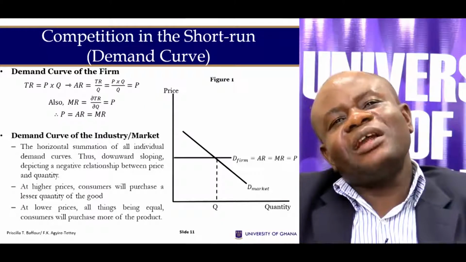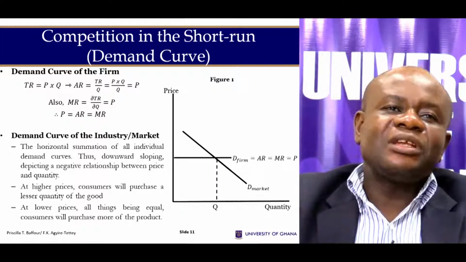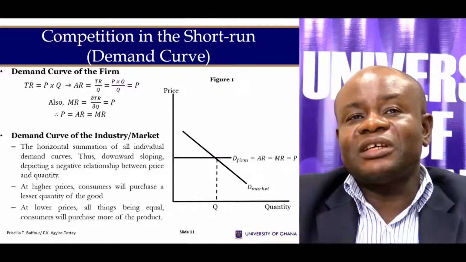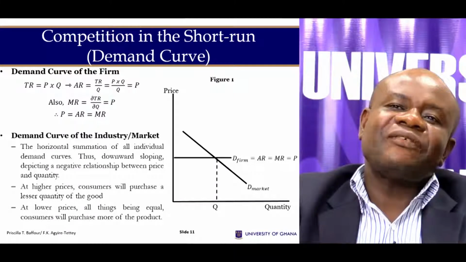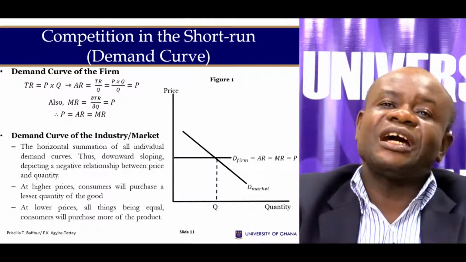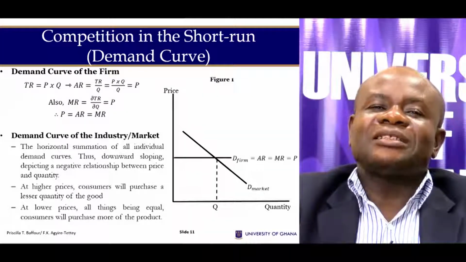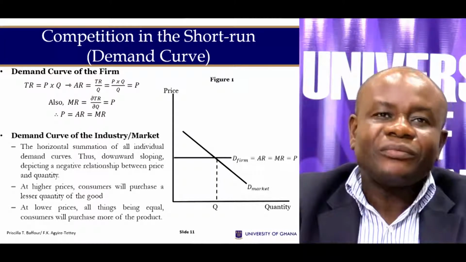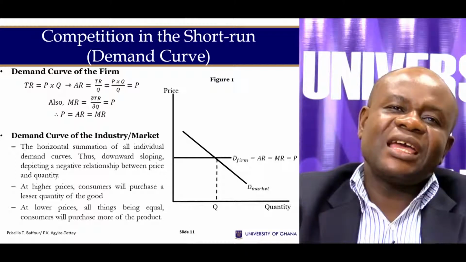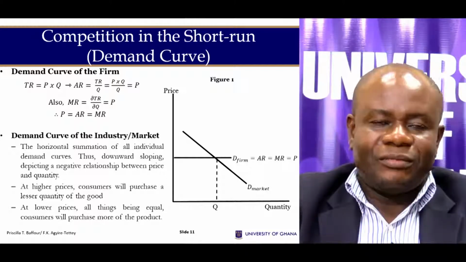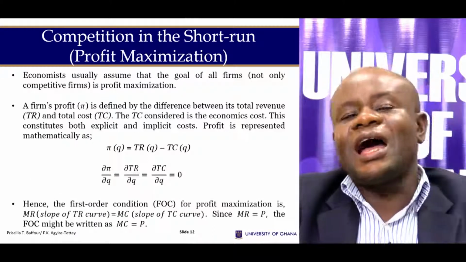Even though the individual demand is horizontal, the market demand is not horizontal. We sum up all the individual demand curves horizontally, and that gives us a market demand curve, which is downward sloping. So even though a firm's action cannot affect market outcome, or a single consumer's action cannot affect market outcome, several consumers coming together can affect the market outcome, because it will then change price. Thus, a downward sloping demand curve depicts a negative relationship between the price and quantity. At a higher price, consumers will purchase a lesser quantity of the good, and at a lower price, they will purchase a higher amount of the good.